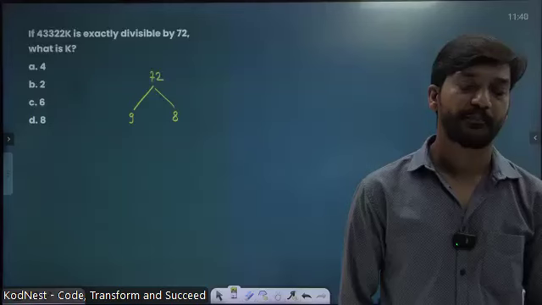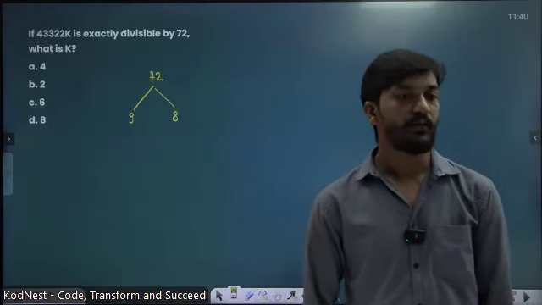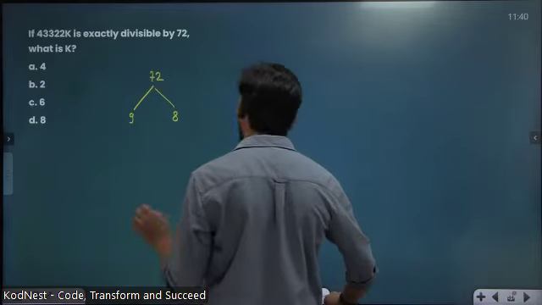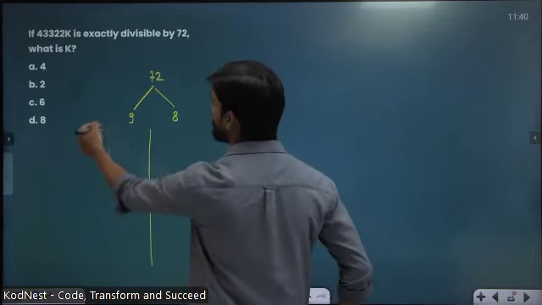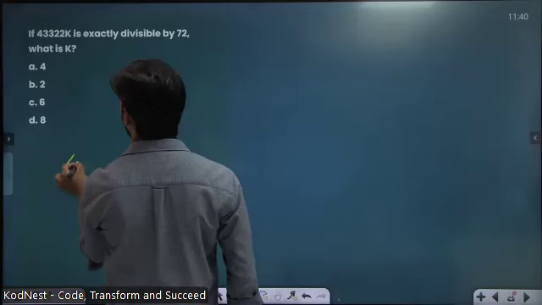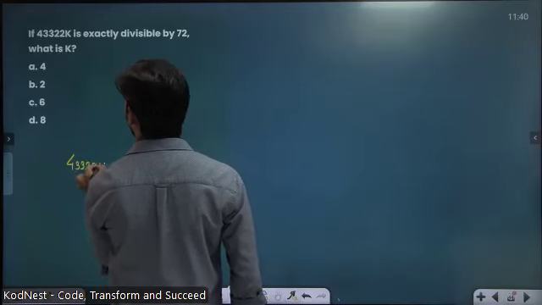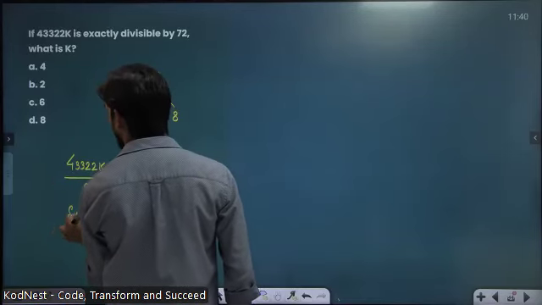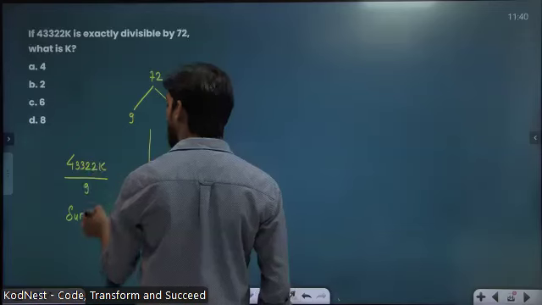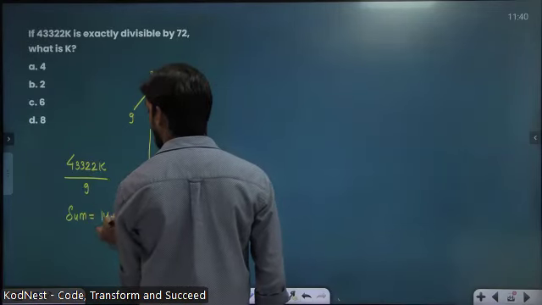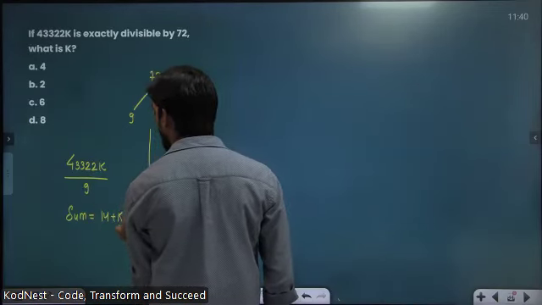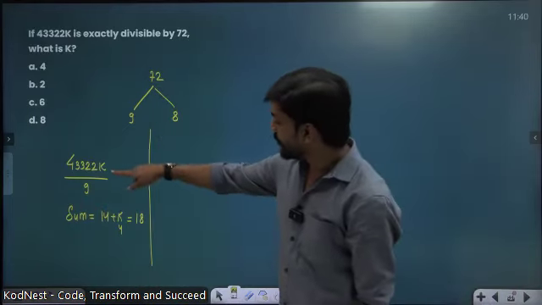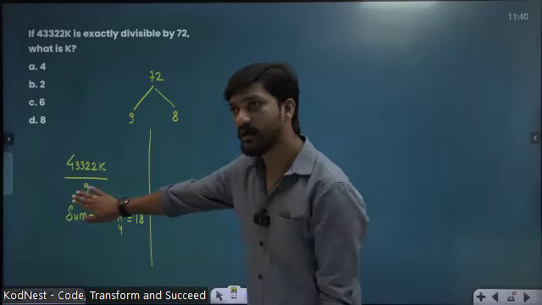Is it required? Not required. I can say this way. Let me first write. I'm solving for 9 first. So 433 2k. I'm dividing by 9, so I'm calculating the sum of digits. The sum of digits will come out as 14 plus k. So k should be equal to 4, so that I get 18, which is divisible by 9.